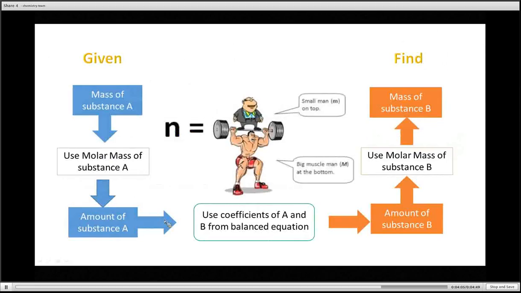Now finally, an important point to remember is that this formula, n equals small m over big M, only applies to a single substance. I cannot have moles of magnesium hydroxide and mass of magnesium and molar mass of something else, or they all must refer to magnesium hydroxide, or whatever substance you're working with. If you've got 2 substances, then you need to go through this route of finding a mole ratio, which will be explained in another lesson. But just remember, you always have to have the same substance when you use this formula.